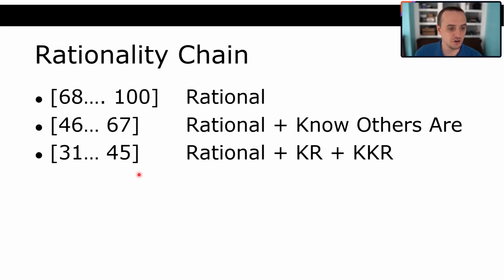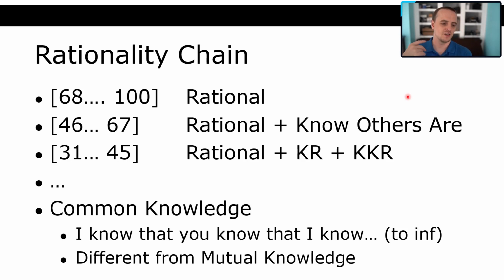Then that goes down to 31 to 45. They get deleted because we're rational. We know others are rational. And we know that others know that others are rational. Okay? And this gets repeated and repeated and repeated. So this is sort of that, in common parlance, if you will, like I know that you know that I know, blah, blah, blah. And so knowing that your opponents are rational or not, or their level of game theory knowledge may affect your choice in this game. All right.